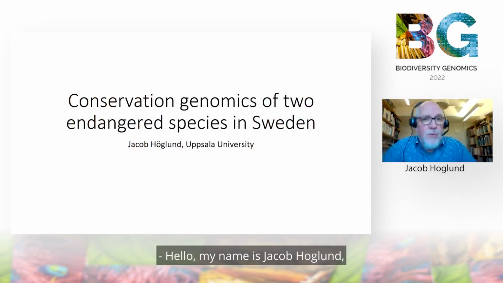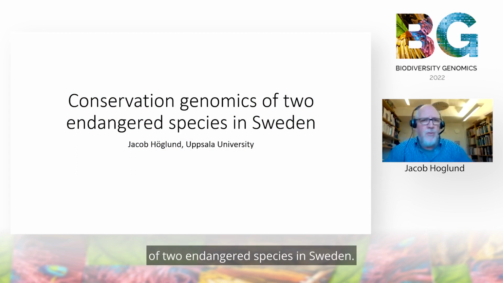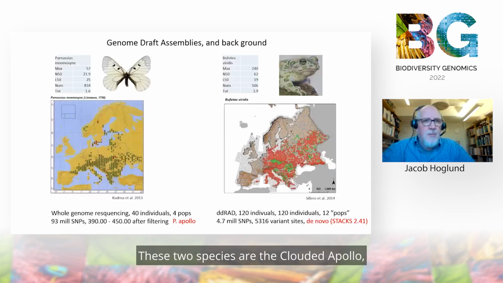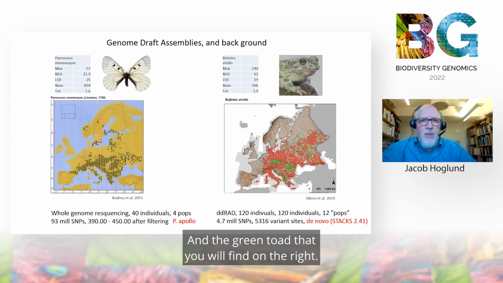Hello, my name is Jakob Hoglund, and I will today talk about conservation genomics of two endangered species in Sweden. These two species are the clouded Apollo that you will see on the left throughout this presentation, and the green toad that you find on the right.